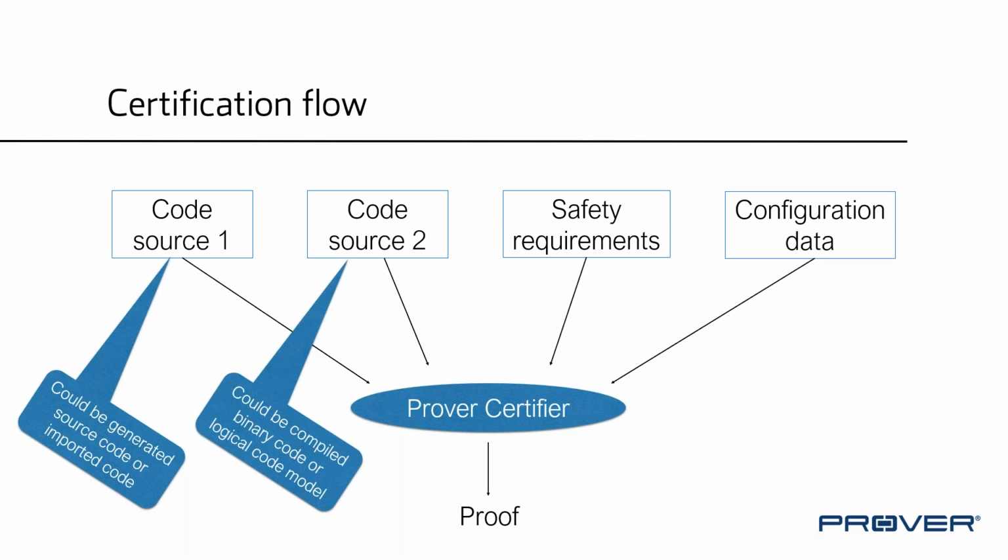The other channel could be compiled binary code, or as we will use it in this project, a logical code model. So we will dump from ProverILOC a code model that's not C, but a logical code model, and we will prove using Prover Certifier that these two are equivalent. Proving equivalence of those two only proves that the generation of the C code has been correct. It doesn't prove that the C code is actually safe. It proves only that the C code agrees with the model.